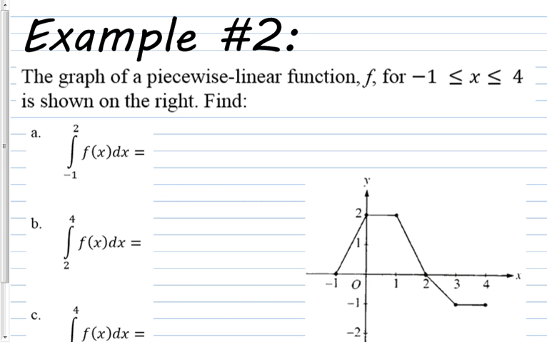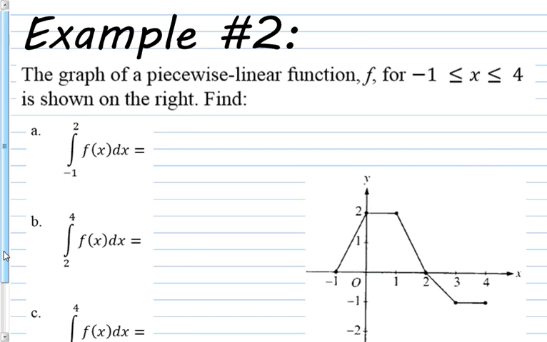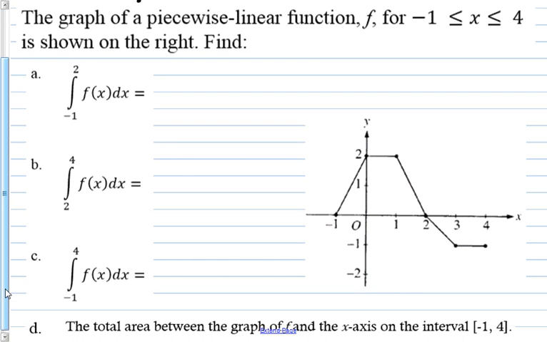Alright, example 2. The graph of a piecewise linear function f for -1 to 4 is shown on the right. Find, okay, so for A, I'm going to find, or I have to evaluate the integral from -1 to 2. Now I don't have a function, and that's okay because I have a graph. So from -1 to 2, so really I'm looking for this area.